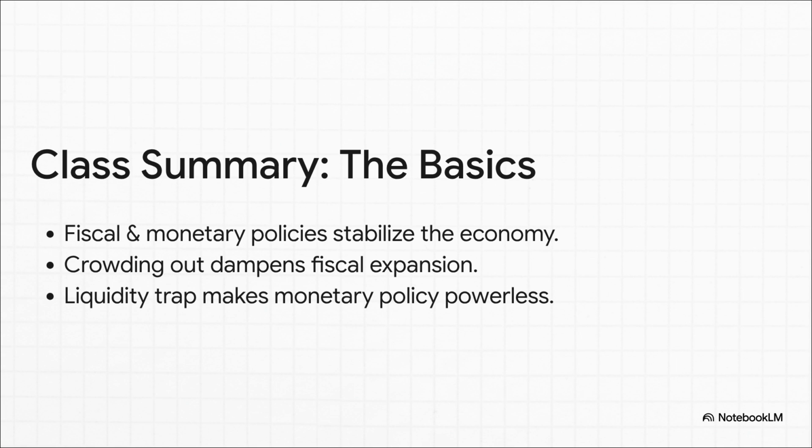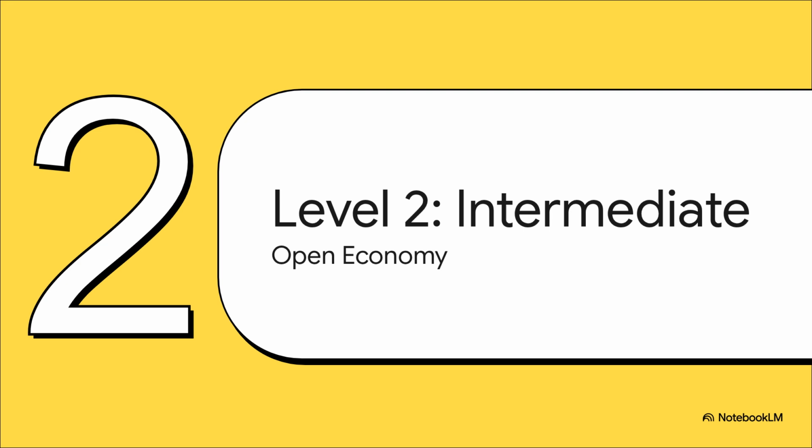Okay, let's do a really quick class summary to lock in level 1 before we move on. Basically, fiscal and monetary policies are your primary tools to stabilize a domestic economy. But we also have to remember that when the government spends heavily, it can cause interest rates to rise, which displaces or crowds out private investment. And finally, if interest rates hit zero, bam, the economy falls into a liquidity trap, forcing central banks to use unconventional actions because standard rate cuts are completely off the table. Got it? Great. Let's move along and see how this builds.